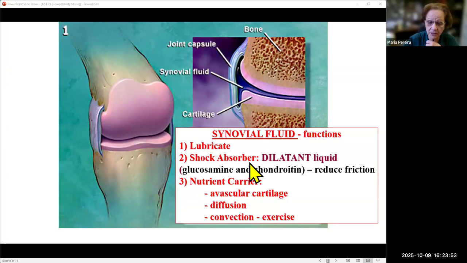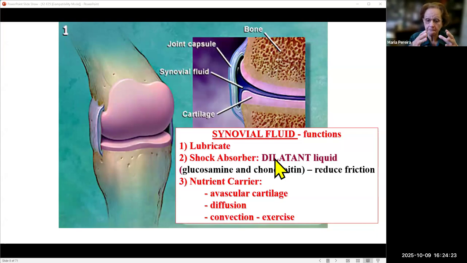The synovial fluid is what we call a dilatant liquid. What is a dilatant liquid? A dilatant liquid is a liquid that changes its viscosity depending on how much stress, how much weight is exerted upon it. So if there's no weight, it's very fluid. Now, if you have weight exerted upon it, it becomes very viscous, almost solid-like, but viscous.